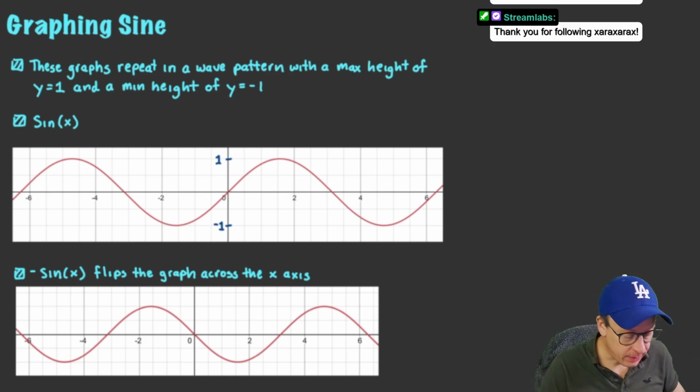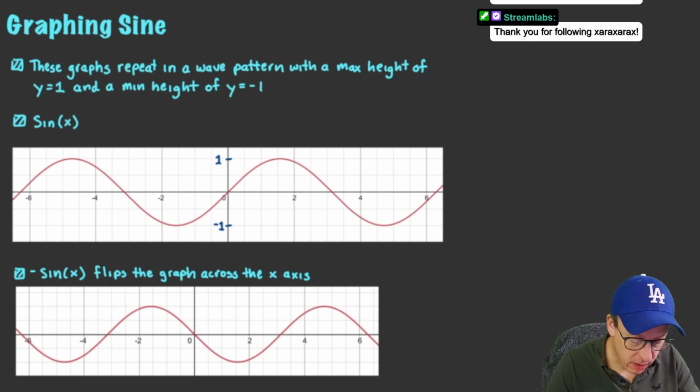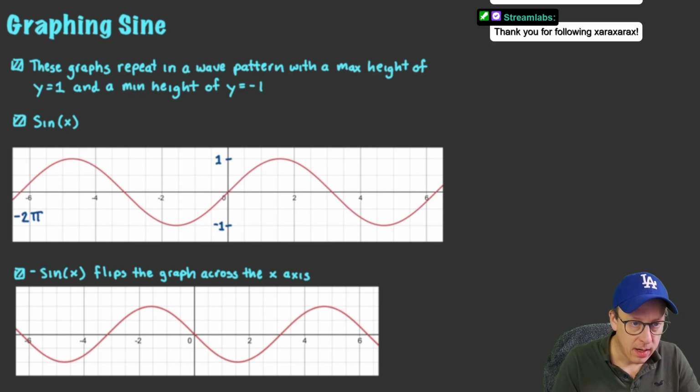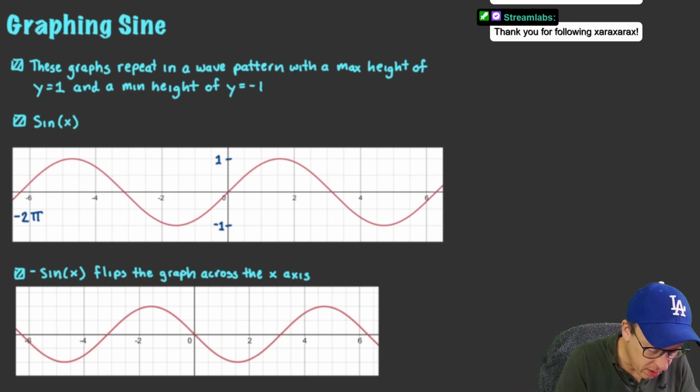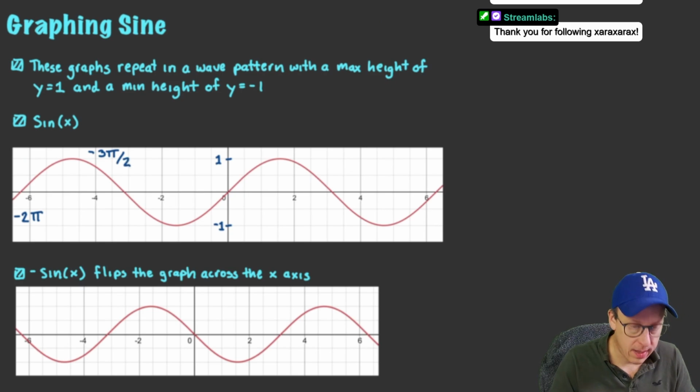Now what you're going to find, here is the sine function. Let's go and get this guy instead. You're going to find that over here we're going to have a value of negative 2 pi. And basically, as it says, these graphs are going to repeat in a wave pattern with a maximum height of y equal to 1 and a minimum height of y equal to negative 1. So we can, of course, just change these values into their radian equivalent like that.